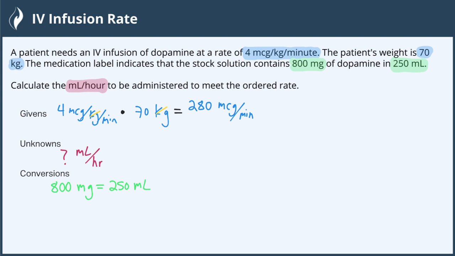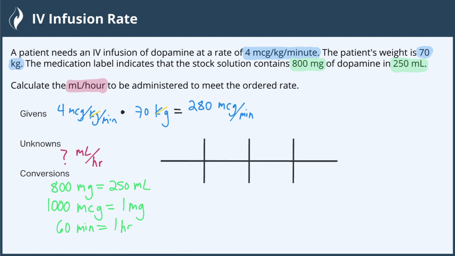But remember, our given is in micrograms. So we also have to know how to convert from micrograms to milligrams, since our conversion rate has milligrams in it. So this is where we say that 1,000 micrograms is equal to 1 milligram. We're almost there. We have one other conversion, because our given is in minutes, but we are looking for hours. There are 60 minutes in 1 hour. So we have 3 conversions we are going to do.